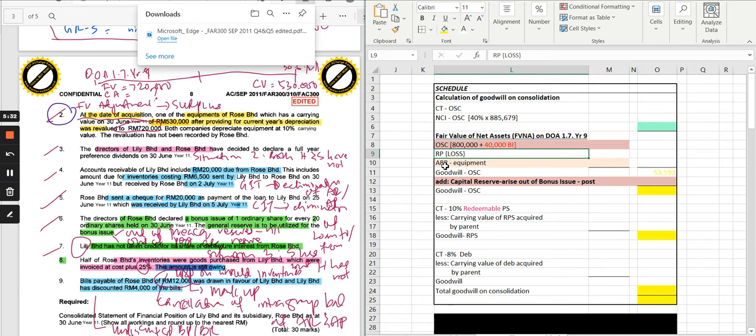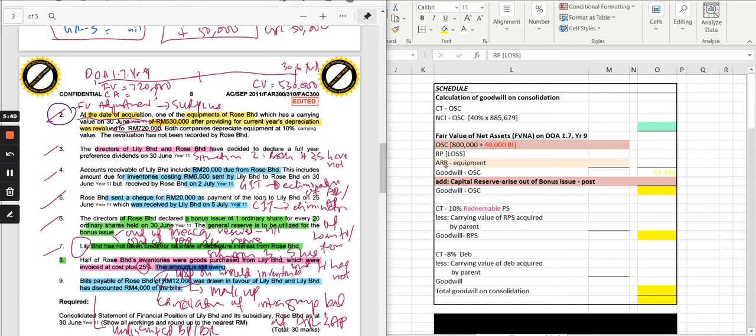Second one is if there is a bonus issue. So in your case, if you go to information number 6, that is on the bonus issue. You need to go and settle that first, because if there is a bonus issue by the subsidiary, of course the ordinary shares of the subsidiary will rise, right?